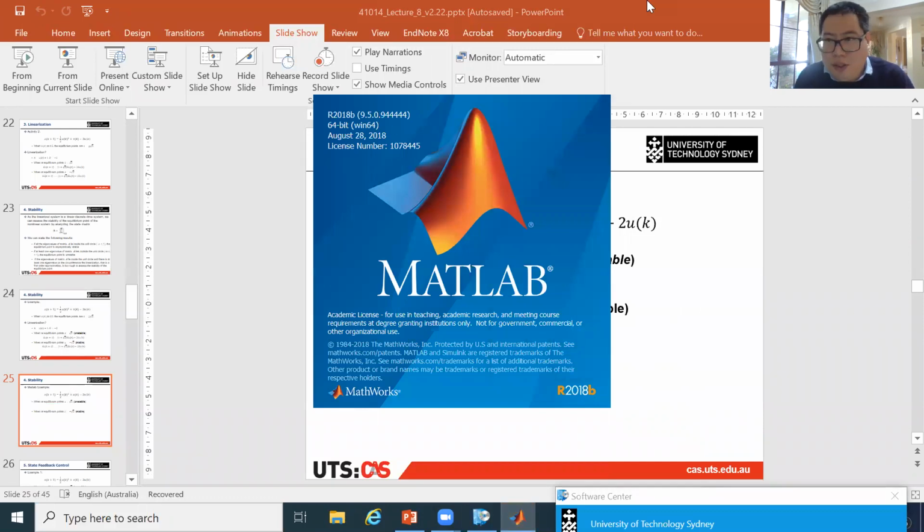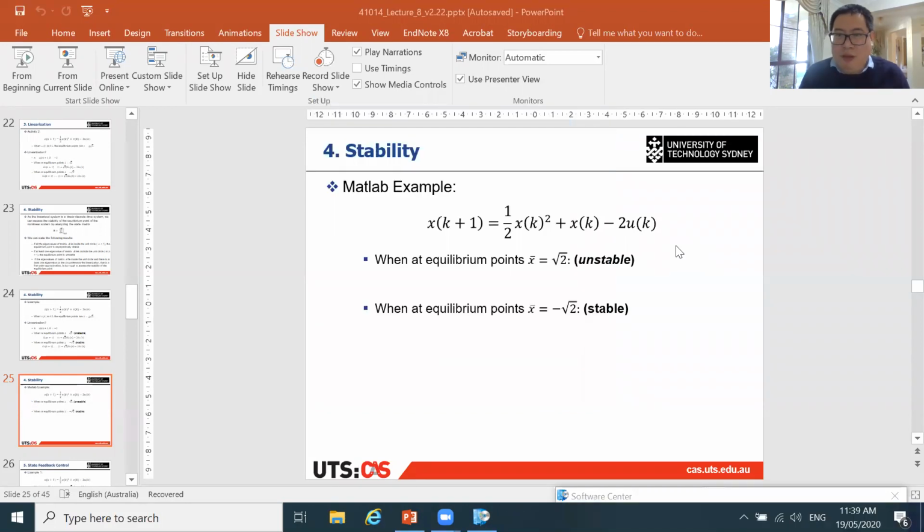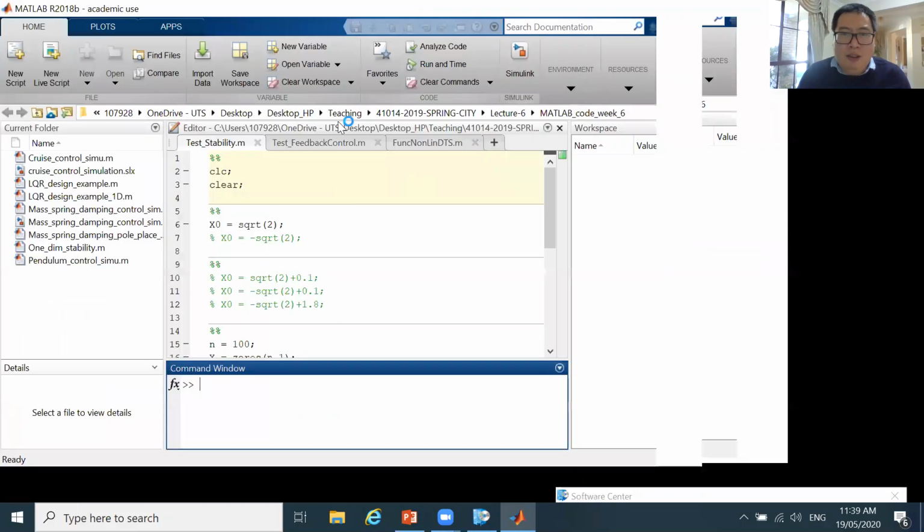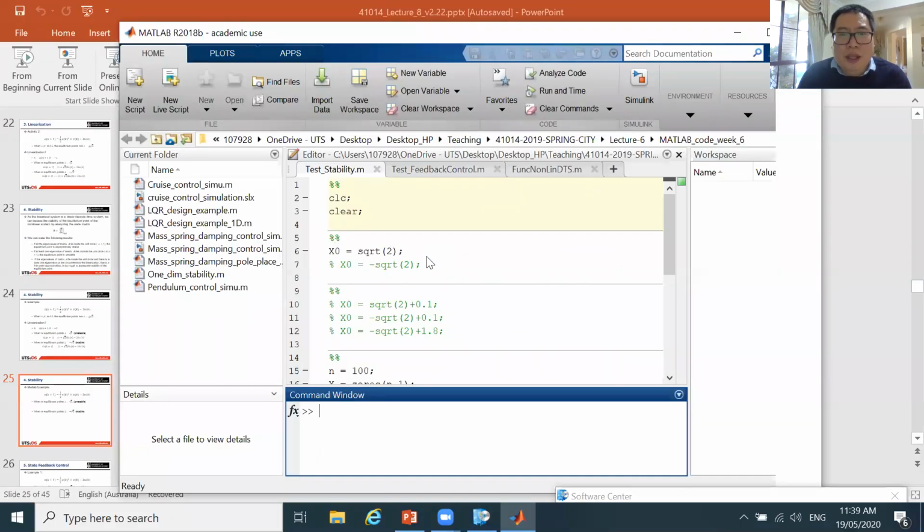So I have examples about this case, about what is stable and what is not. Because you may not have a very clear idea about what is stable and what is not at an equilibrium point, because at equilibrium point, the state will never change. But so what is stable and what is not? Right, and I'm going to show you some examples so that you have a better idea about the stability.